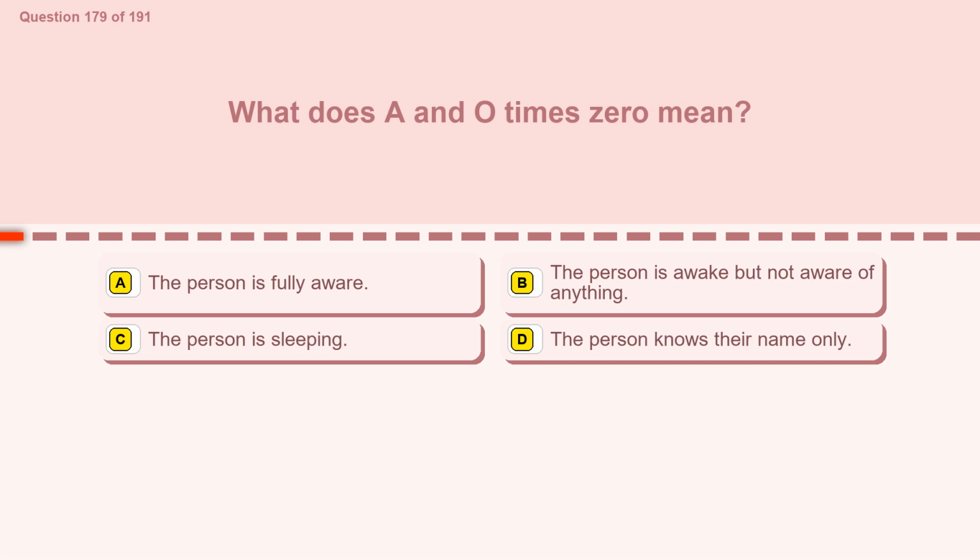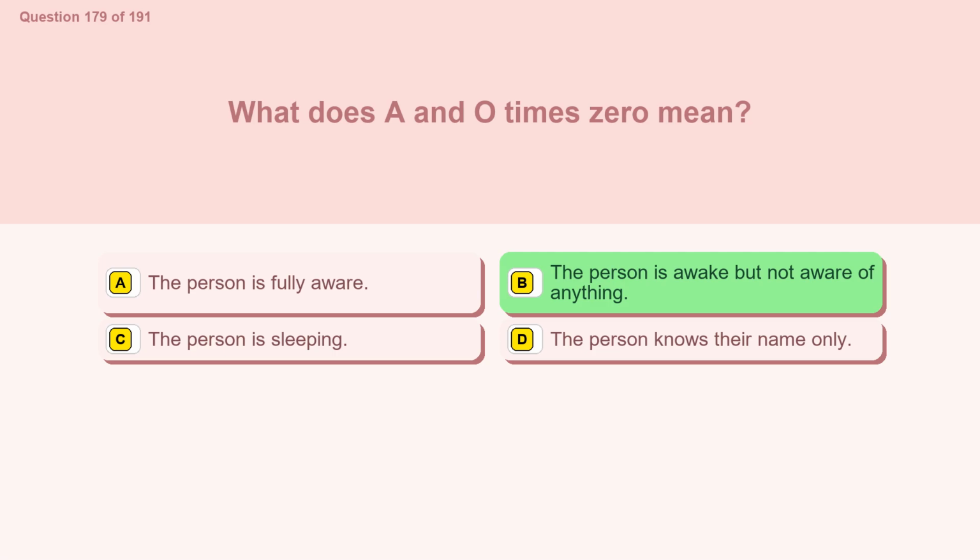Question 179. What does A&O times 0 mean? Option A, the person is fully aware. Option B, the person is awake but not aware of anything. Option C, the person is sleeping. Option D, the person knows their name only.